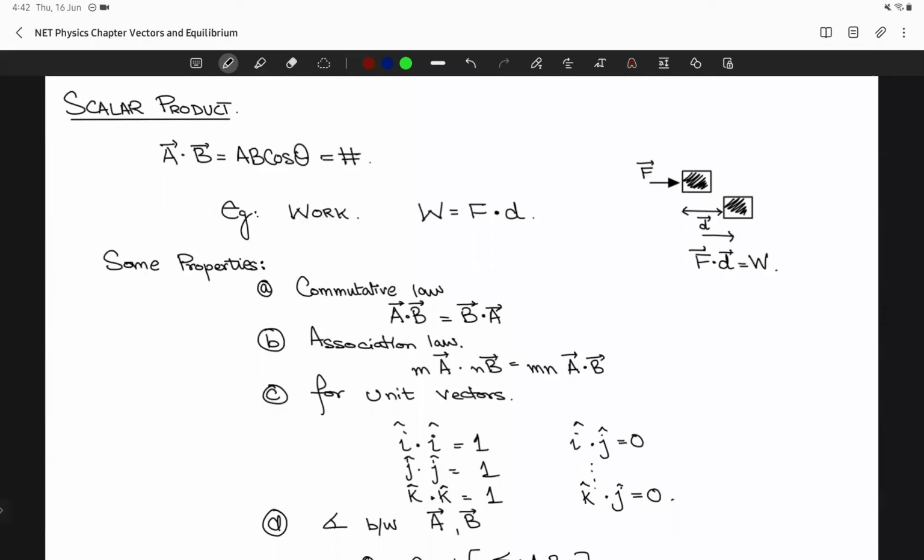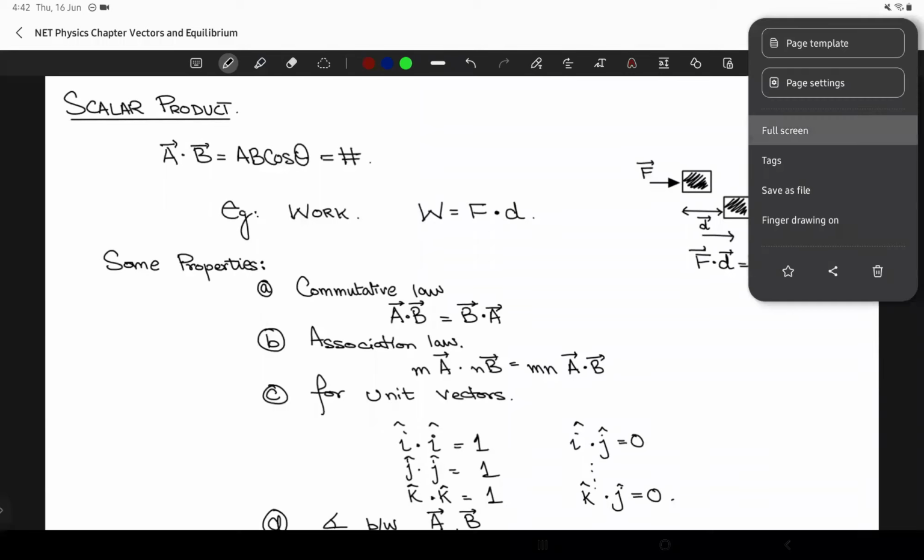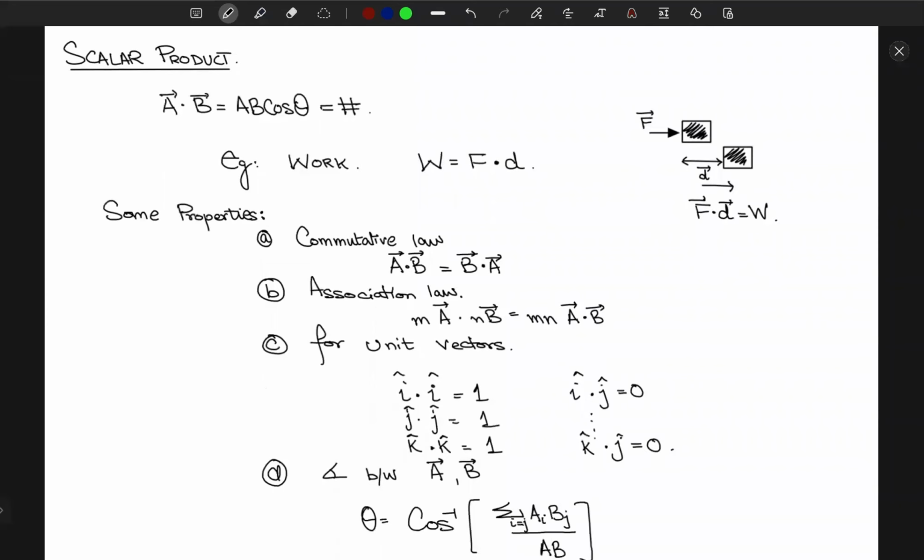Yes. Okay, perfect. So yeah, we were talking about a scalar product, right? Basically a scalar product is defined as this thing, and it gives you just a number, and that's why it's also called a scalar product, because it's just giving you a scalar. An example of a scalar product is work, because work is defined as F dot d, which is the dot product or the scalar product.